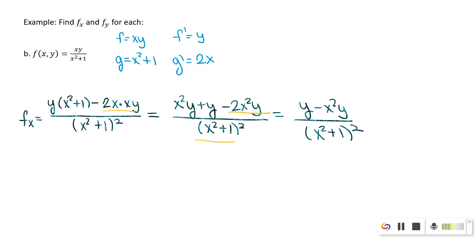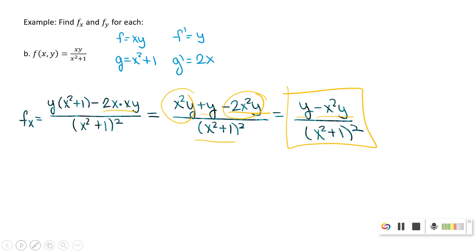And then finally, if I combine like terms, 1x squared y minus 2x squared y is a negative x squared y. And then we still have that plus y, all over the denominator squared, or x squared plus 1 squared. So there's my partial derivative with respect to x, and I used the quotient rule.